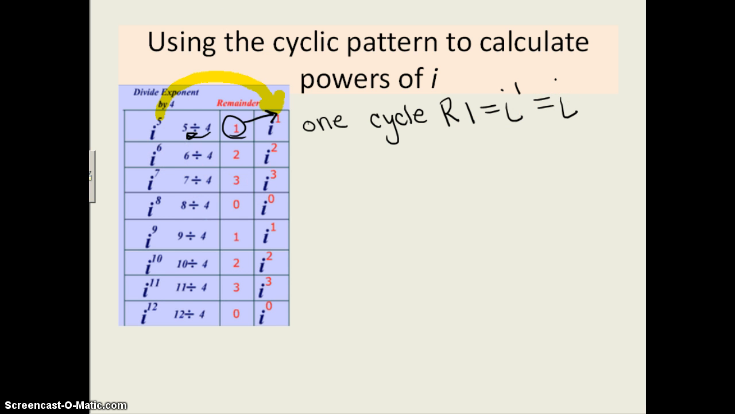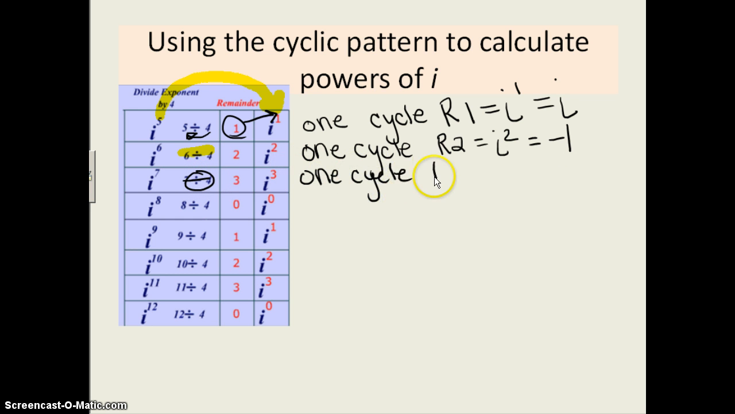All right, let's look at i to the 6th. We have 6 divided by 4 gives us a remainder of 2. So 4 goes into 6 one time, which means it did one cycle, but now there's a remainder of 2. So that would be i squared, which would be -1. 7 divided by 4 right here. 4 goes in one time, so that's one cycle, but now there's a remainder of 3. So it would be i cubed, which according to our pattern is -i, because it would be i to the 1st times i to the 2nd.